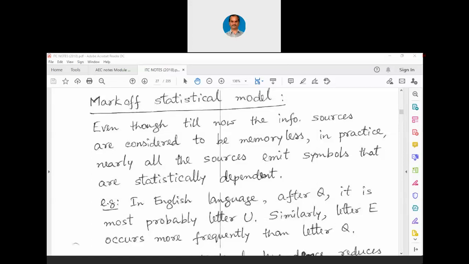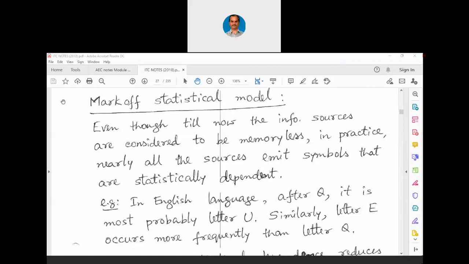Good morning, students. Let us start the class of information theory and coding. We are coming to the last part of the first module. Just recall whatever we have learned till now.